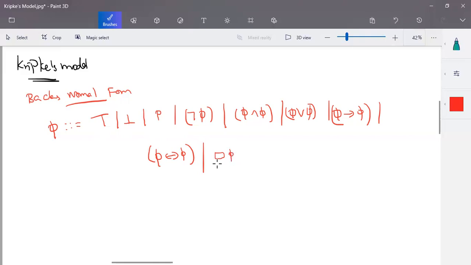For any formula, we can attach this square shape or this diamond shape. All this phi represents a formula. This is how it is represented, and this is your Backus normal form structure. So I can write any formula like this: P implies Q implies negation P. This kind of formula can be written.